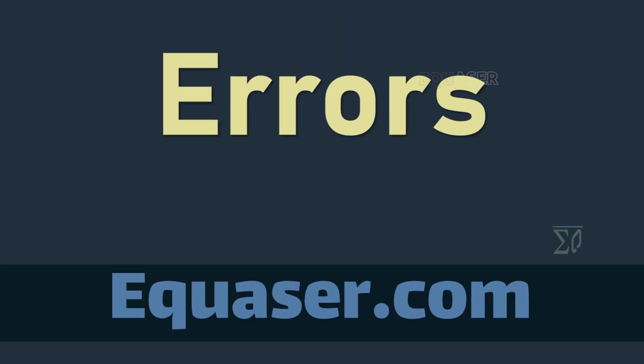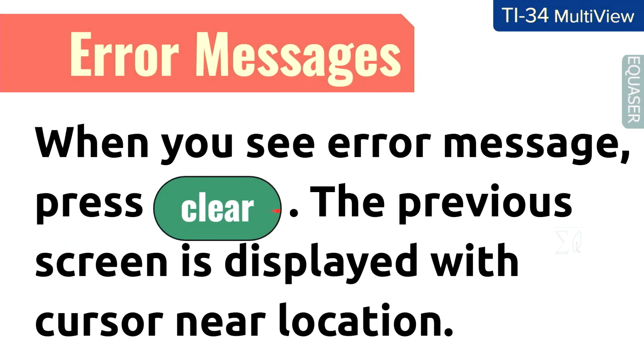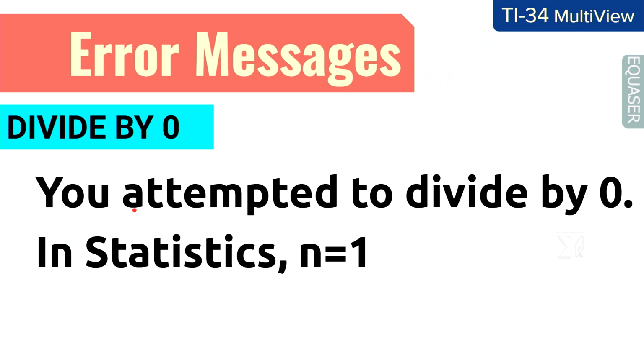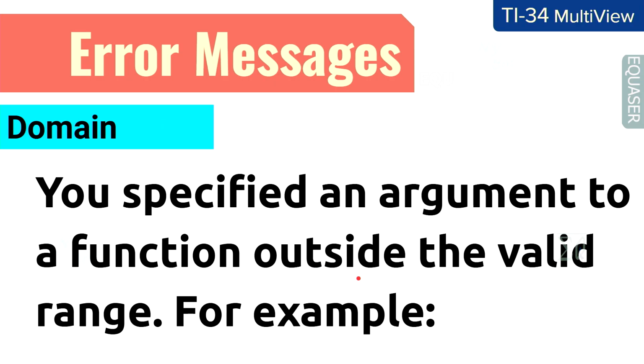Now let's have a look at the errors. When you see an error message, press clear. The previous screen is displayed with the cursor near the location. If you see argument error, a function does not have the correct number of arguments. You attempted to divide by 0 in a statistic, for example, when n is equal to 1.